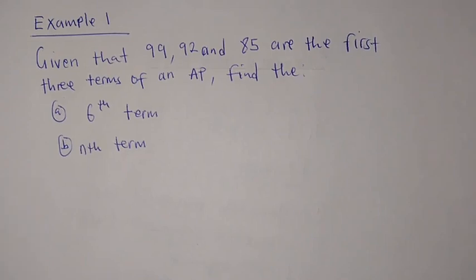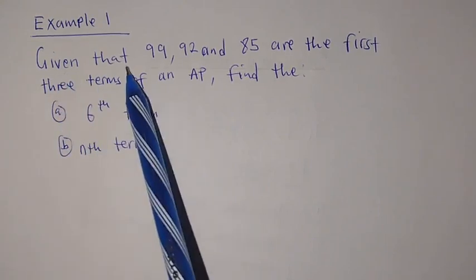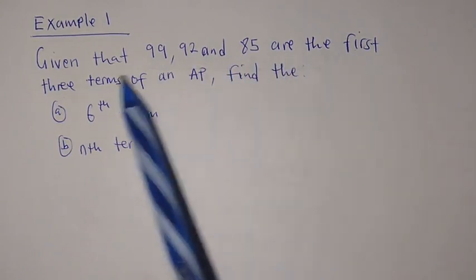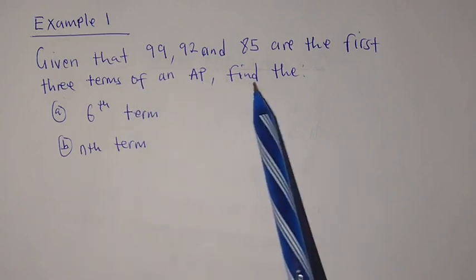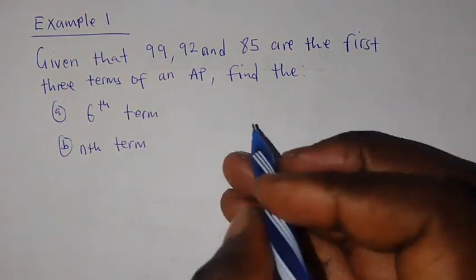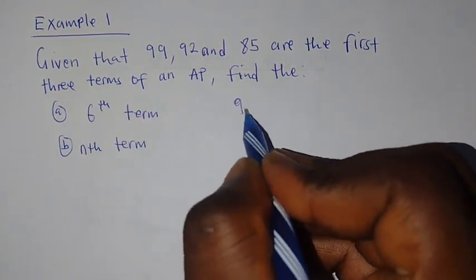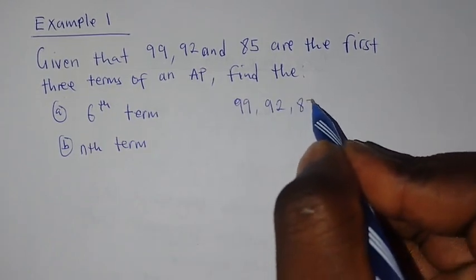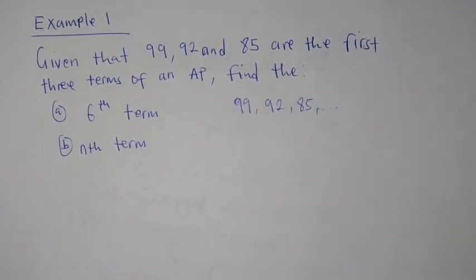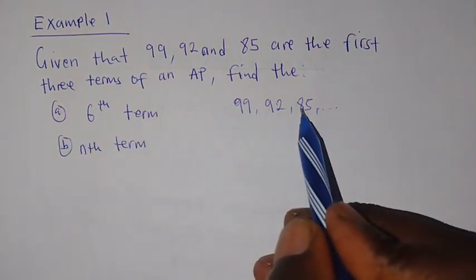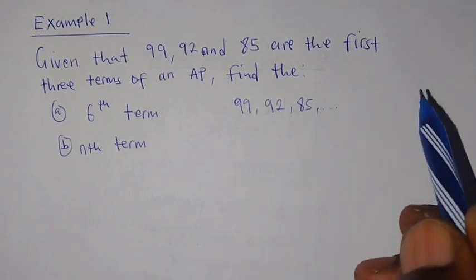All right, so here is our first example. Given that 99, 92, and 85 are the first three terms of an AP, find the sixth term. So first thing, you must take note of the sequence. You have this sequence 99, 92, 85. So they are saying, can you find the sixth term? So this is term 1, term 2, term 3, term 4, term 5, term 6. So we want term 6.